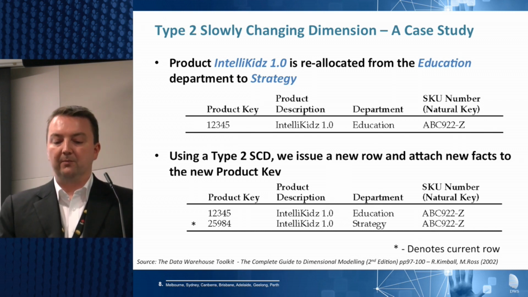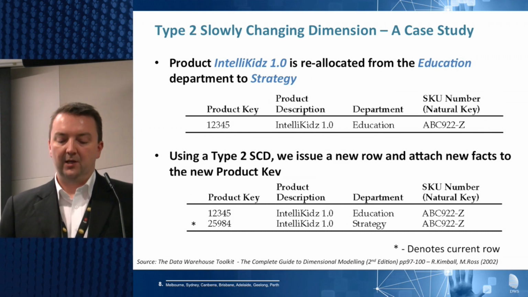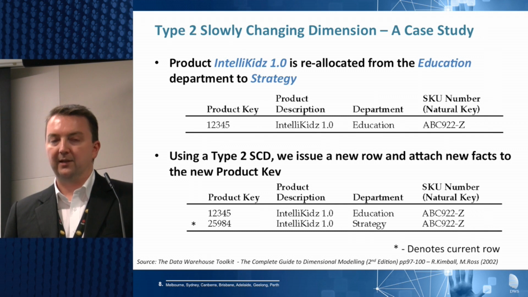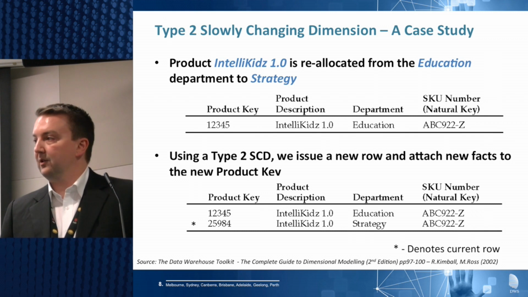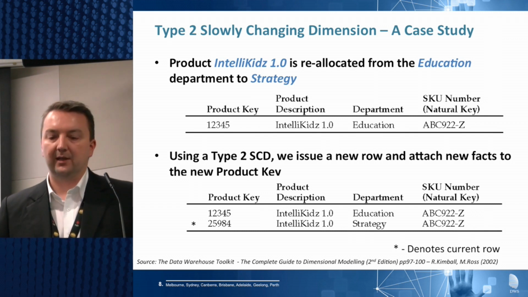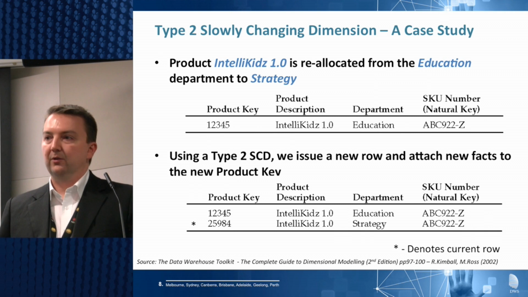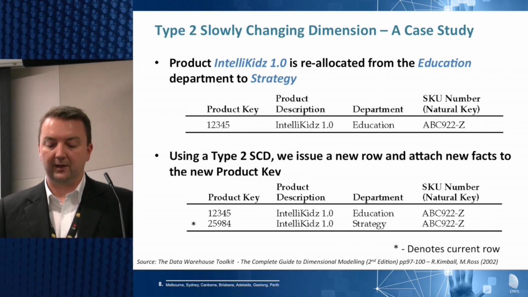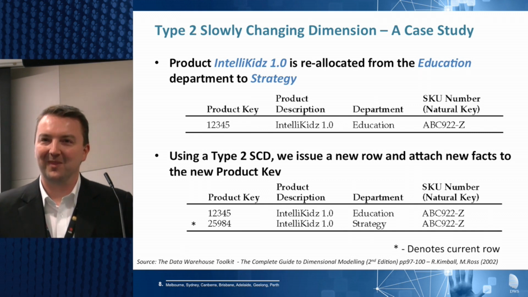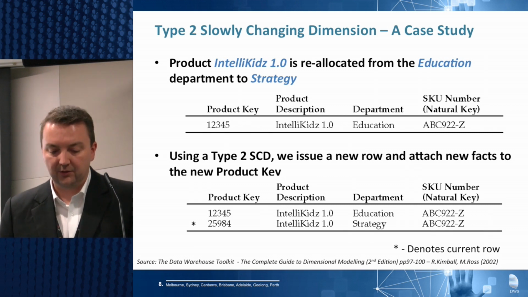Right. If we were to simply use a type 1 slowly changing dimension, what we would do is update this row. So we'd take row 1, 2, 3, 4, 5, we'd update education to strategy, and then all new sales of IntelliKids 1.0 would report under the strategy department. But also all old sales of IntelliKids 1.0 would also report under the strategy department. That's not what we want. We want the old sales reporting under education, new sales reporting under strategy.